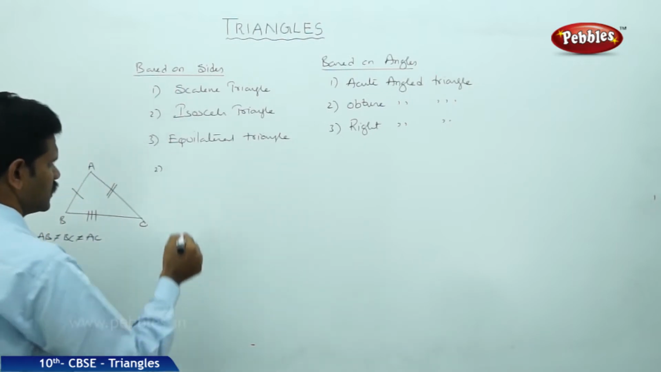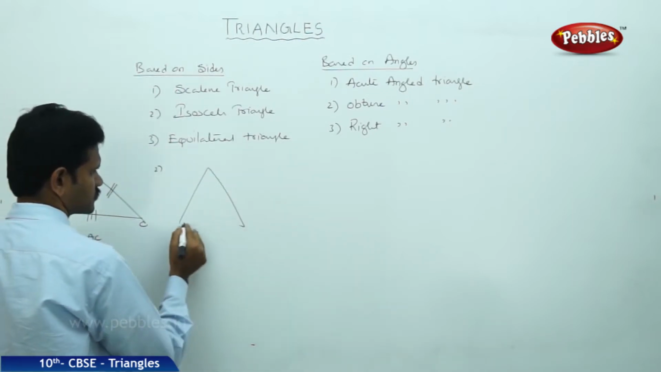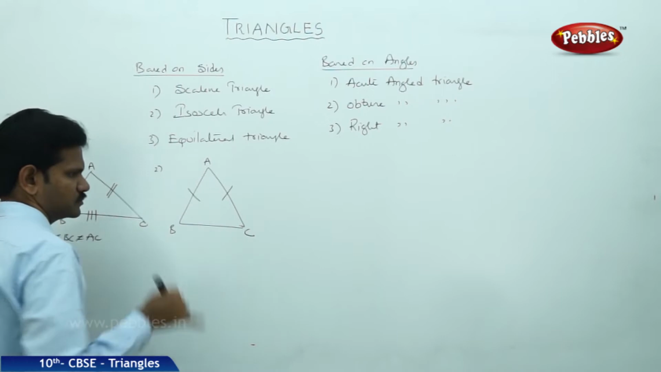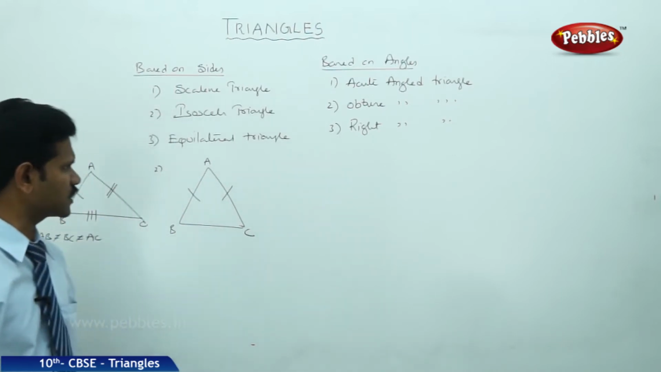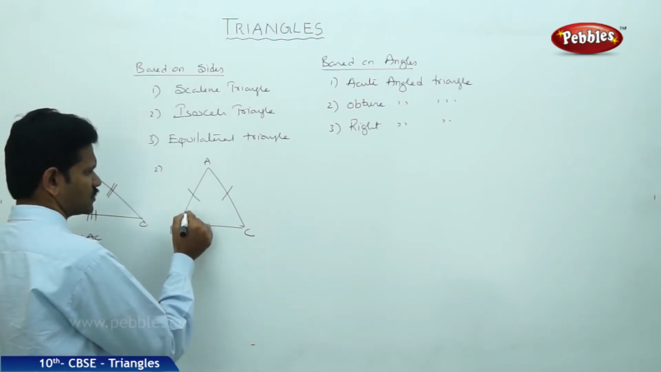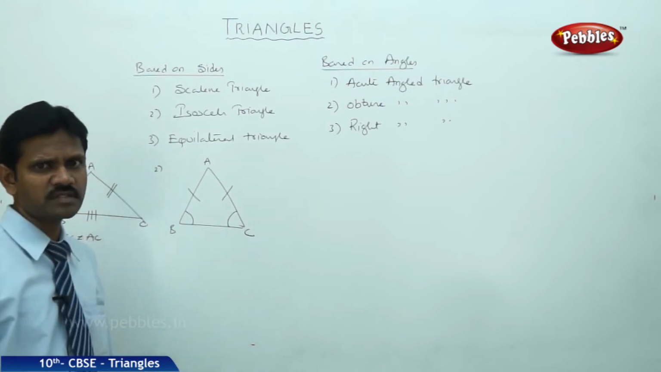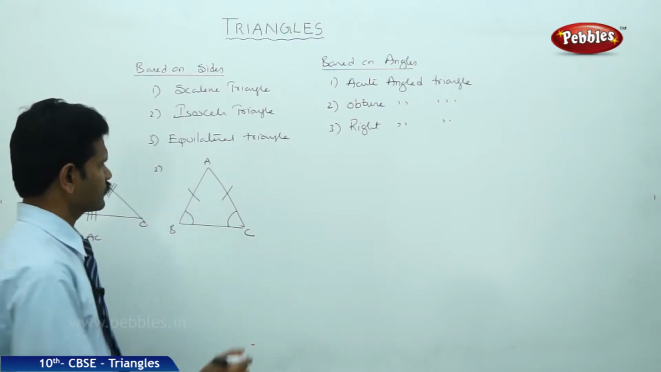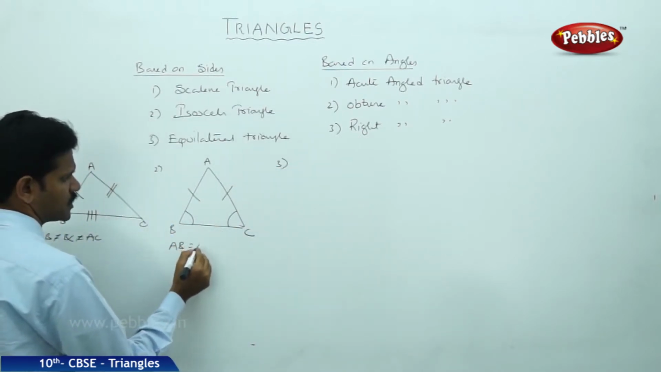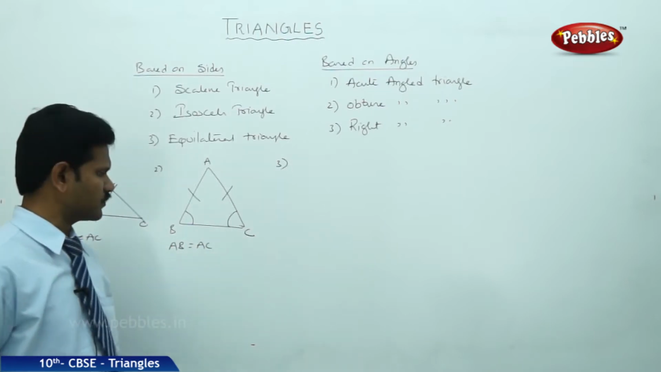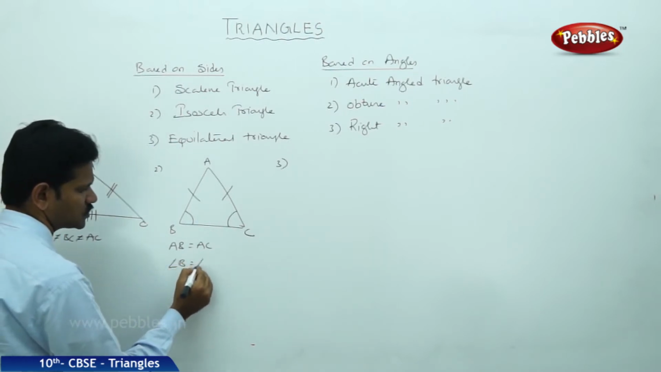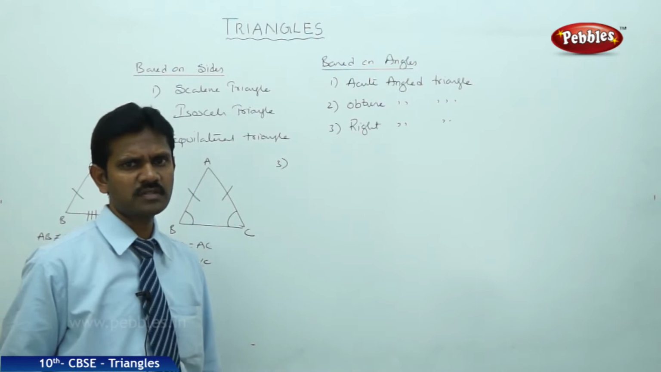That is, a triangle in which any two sides are equal is said to be an isosceles triangle. In an isosceles triangle, the angles opposite to equal sides are also equal. In this case, we conclude that AB is equal to AC, and from these two, the common part is A. If you remove that, the rest are the positions of the angles. Angle B is equal to angle C.